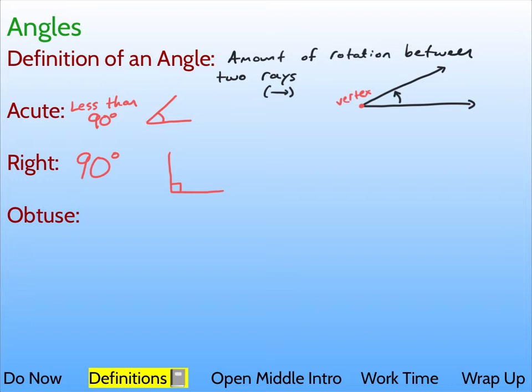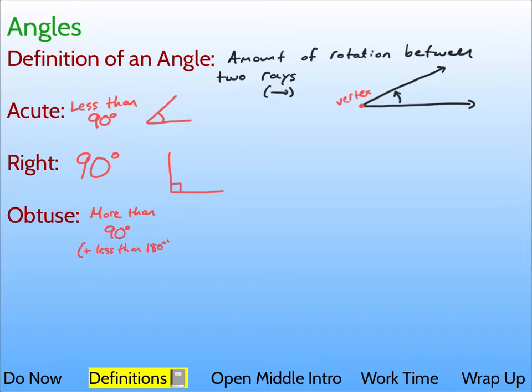Now, an obtuse angle, obviously, if you look at it, we have 90 degrees, we have less than 90. I think you can figure out what this one is, even if you hadn't seen this before. This is obviously more than 90. And technically, also less than 180.